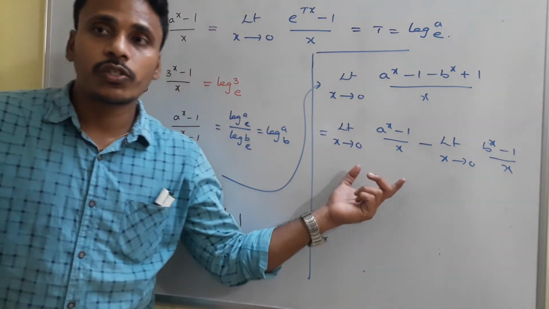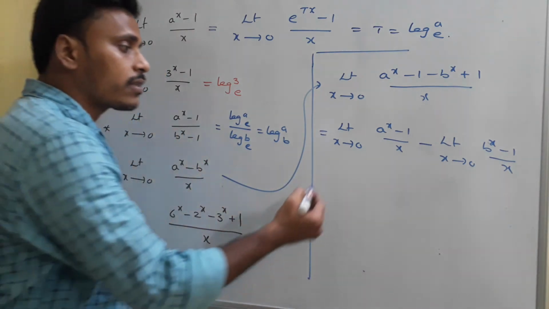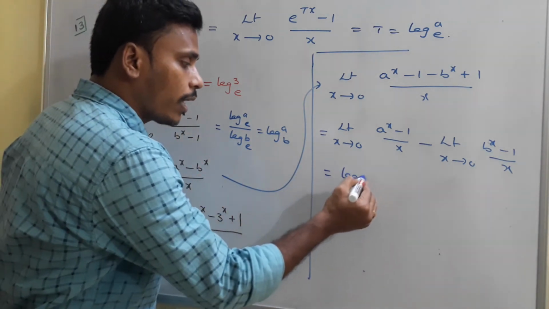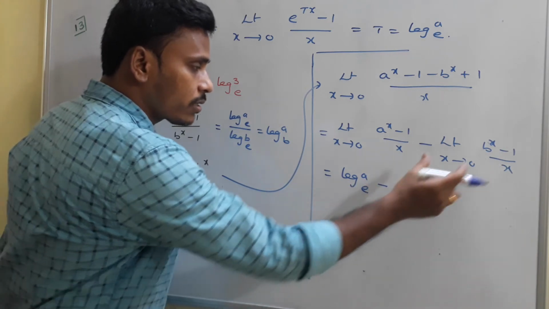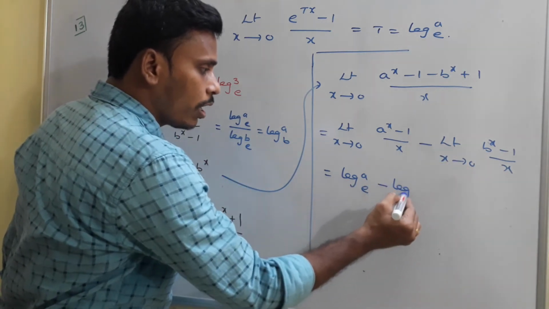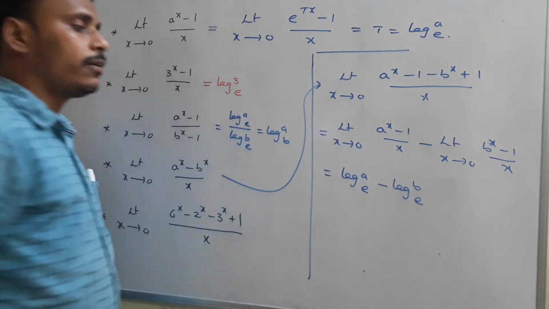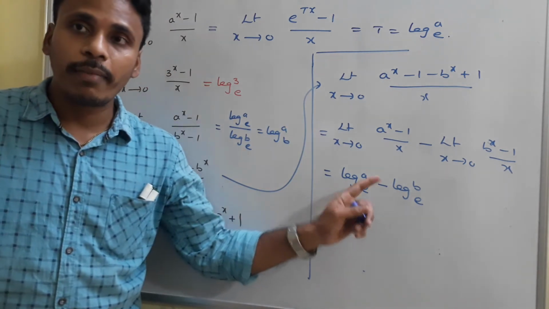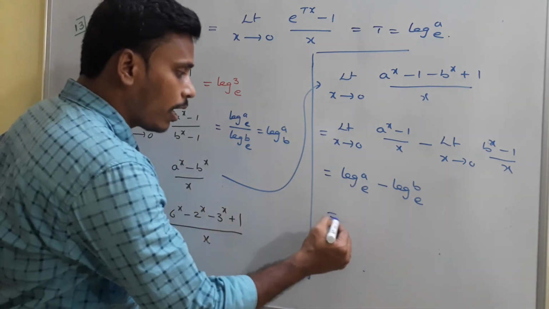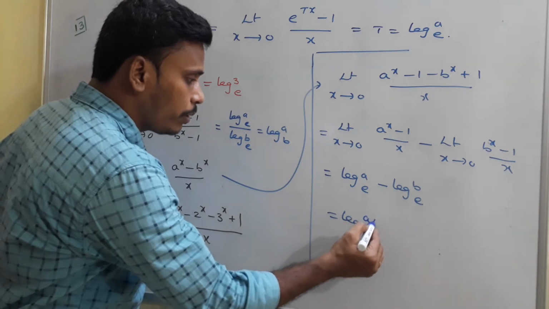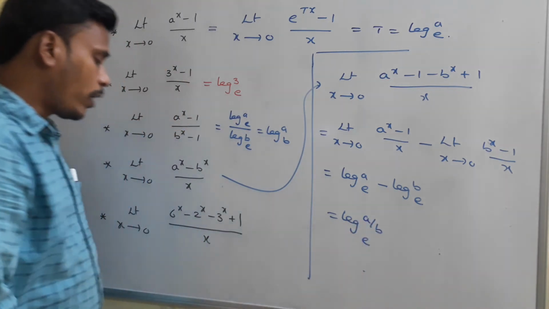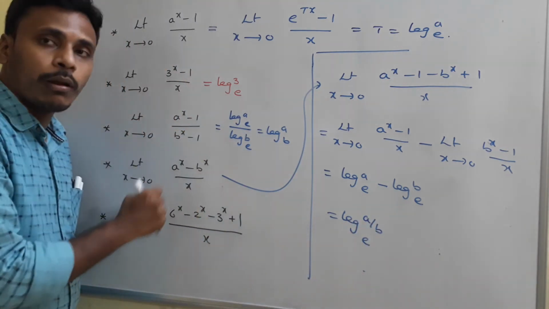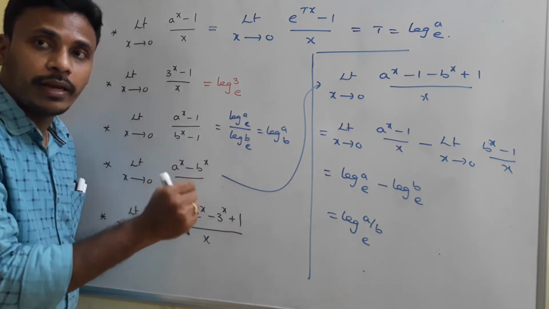The limit as x tends to 0 of (a power x minus 1) by x is nothing but log a to the base e, minus, and that limit value is log b to the base e. At the end, log a minus log b is nothing but log of a by b base e. So at the end, the answer for this problem is log a by b base e.